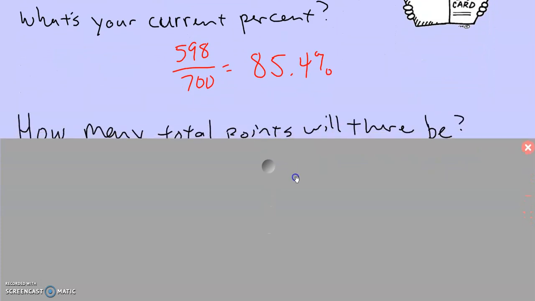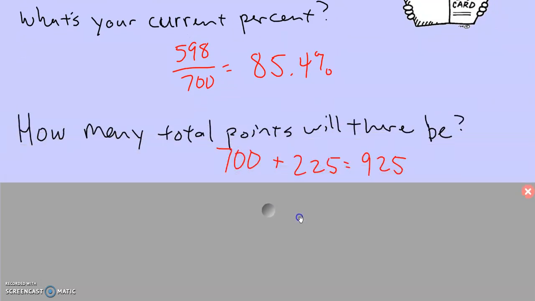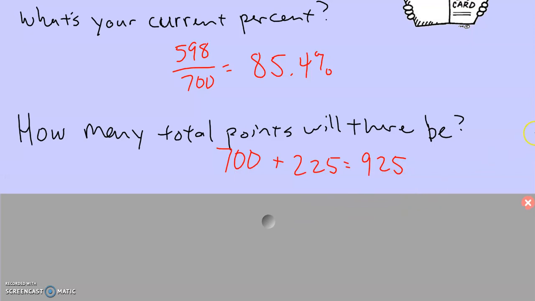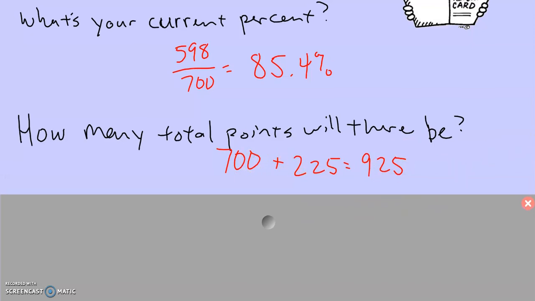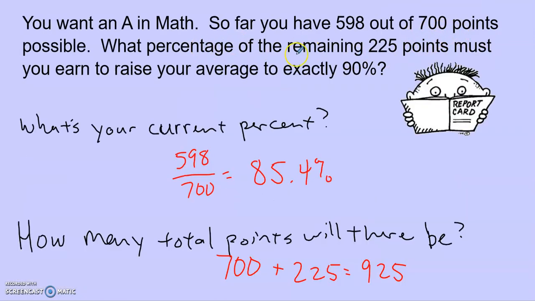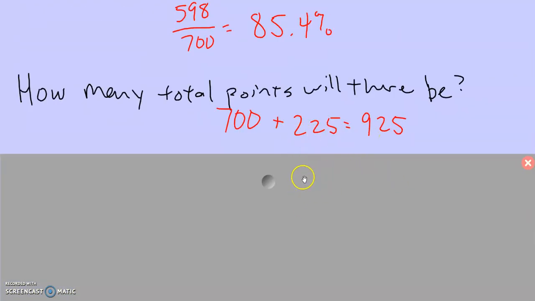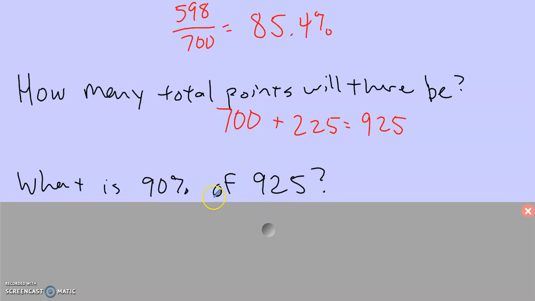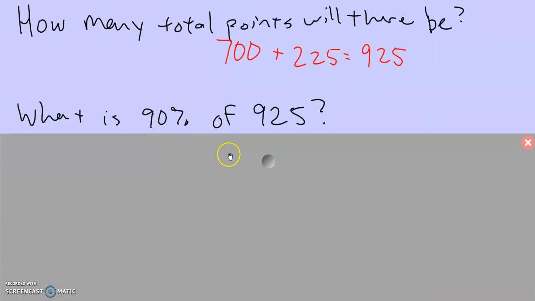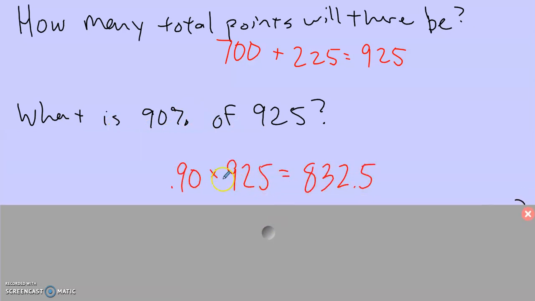My next question was, how many total points will there be for this course? And I added together the 700 points that have already been possible with the remaining 225 points still left for a total of 925. Now, this question is not a good question, and that's because it doesn't really have context. This is the next step that I want to do, but it doesn't really tell me what this actually means or what this is actually trying to find.